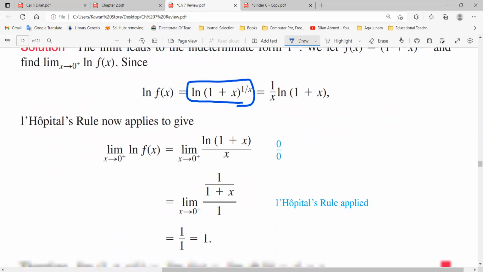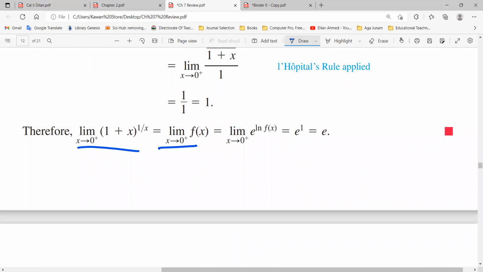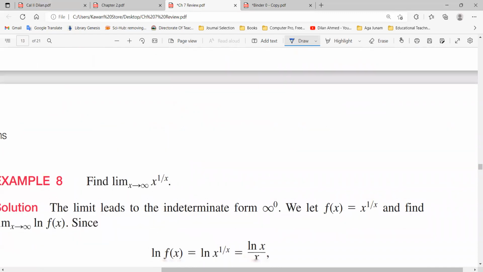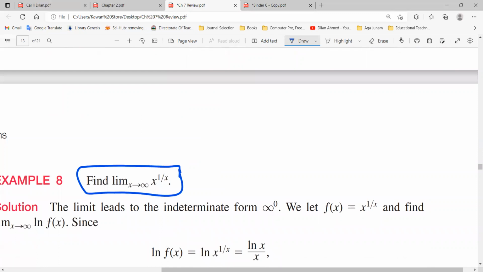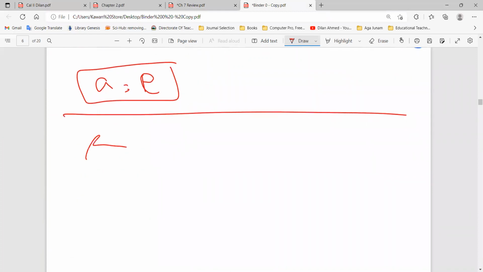Another example. Limit of here equal to limit of here, and e. Okay. Another example. Limit of x to the power 1 over x, x approaches where? Infinity. So if I substitute directly, I'll get infinity to the power 1 over infinity, infinity to the power 0. And we know this is a power. We cannot solve it directly. We should bring it down.